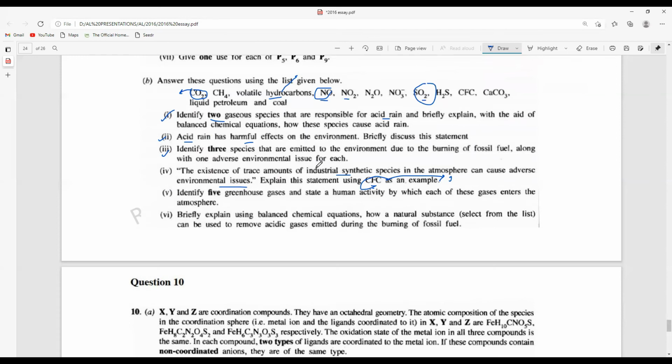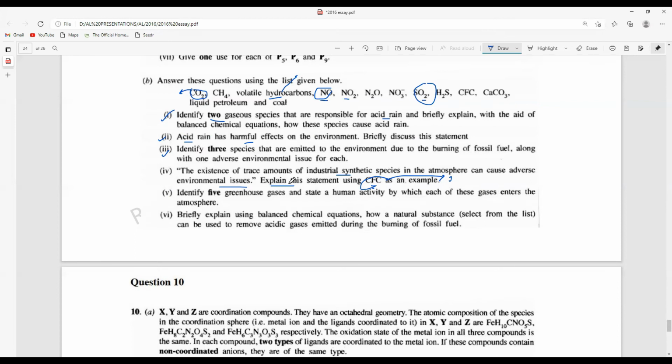This CFC is persistent in the environment for a long time, and it can go to the upper atmosphere and then react with ozone, forming radicals. First you can say that CFC can form radicals in the upper stratosphere and then react with ozone, causing ozone depletion. You can write down these ozone depletion reactions if you want. They have not limited the question to briefly or something, just explain. So try to explain very briefly, in fact, but with a comprehensive answer.